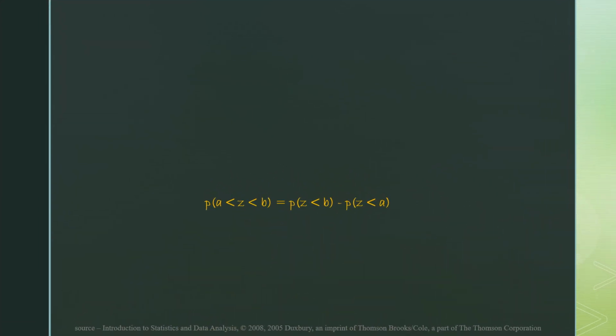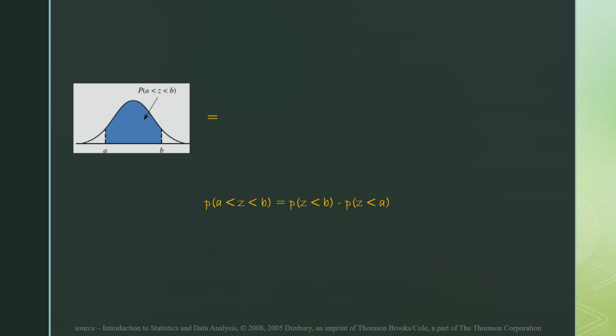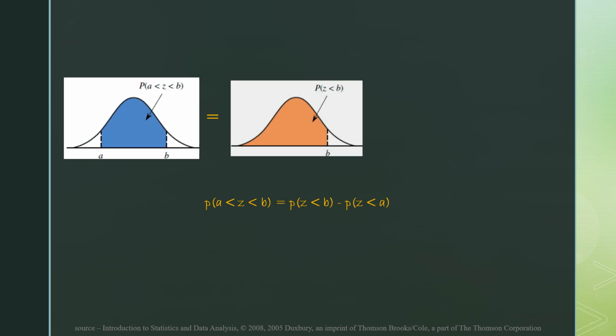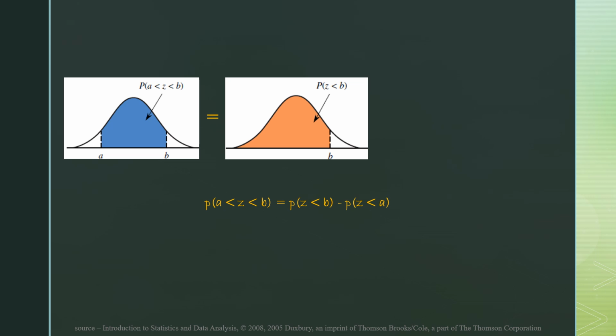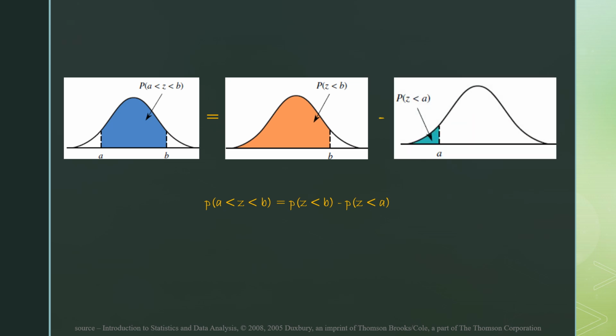Similarly, probability of z taking a value between a and b equals probability of z taking a value less than b minus probability of z taking a value less than a. Pick the values from z table for probability of z less than a and probability of z less than b, and subtract probability of z less than a from probability of z less than b.